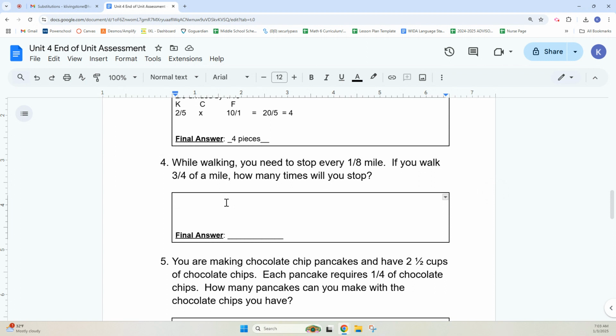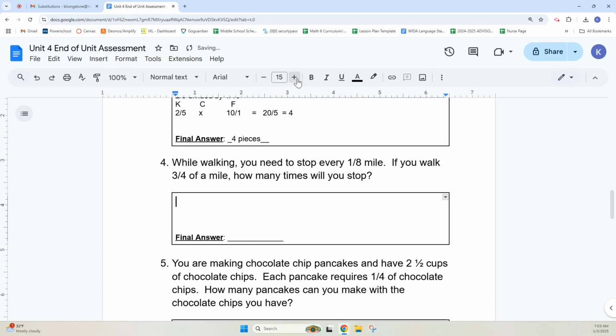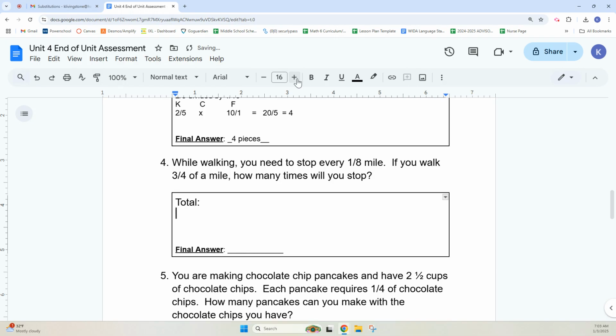While walking, you need to stop every 1/8 of a mile. If you walk 3/4 of a mile, how many times will you stop? All right, so first we need to identify our total and our group size. First, stop and read the problem. What is the total amount that you are walking? That is correct, it would be 3/4 of a mile. The group size would be 1/8 because we're stopping every 1/8 of a mile.